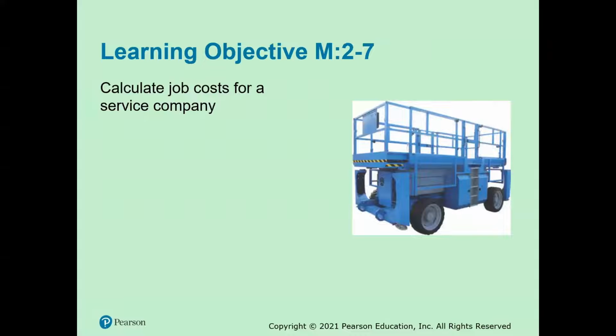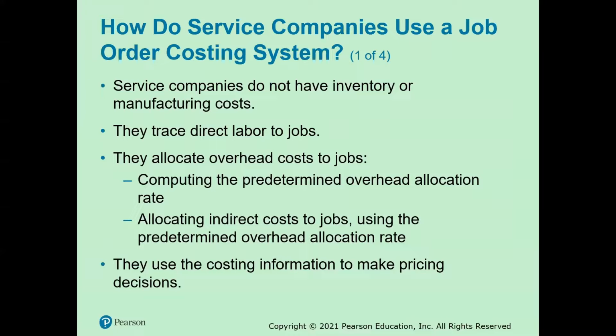Learning objective 2-7. This is our final objective for this chapter. Calculate job costs for a service company. So how do service companies use a job order costing system?